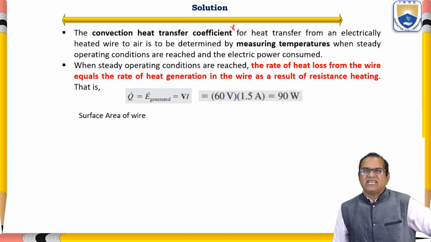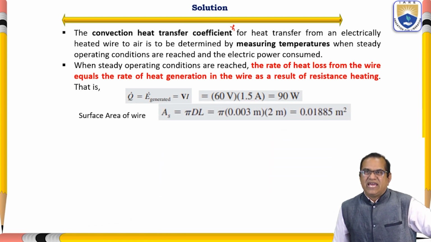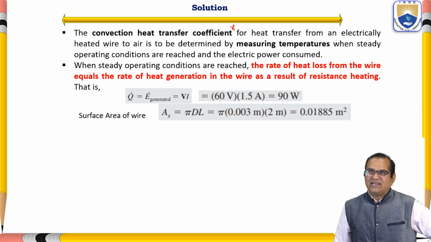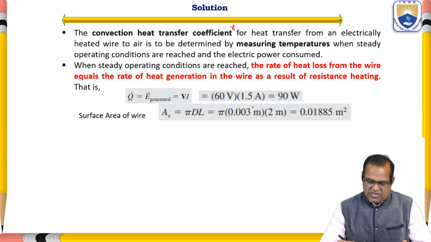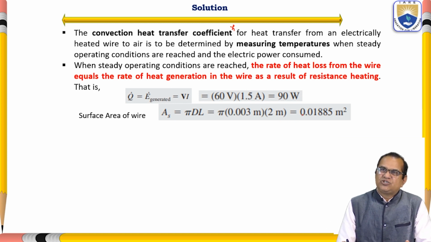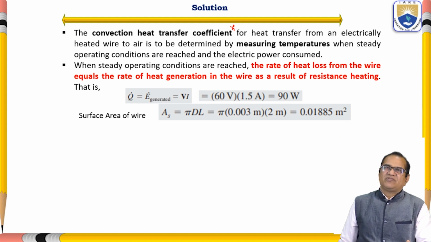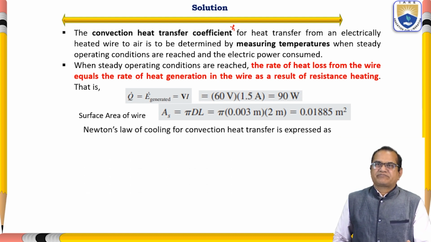Now, the surface area of the wire, As, is equal to pi D L. D is given as 0.3 centimeter, so it is 0.003 meter, and length is 2 meter. So you will get 0.01885 meter square. So, this is the area of the wire.